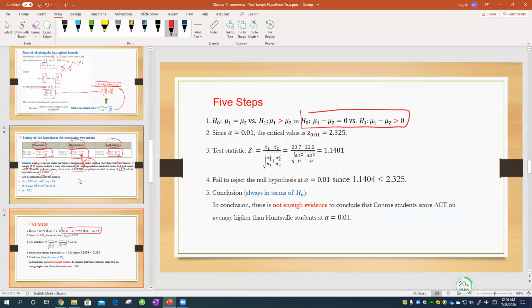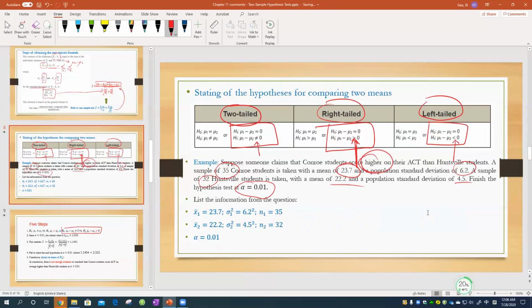Before that, we can just gather some information from the question. For Conroe students, the population mean is mu1, and the sample information we have is here: X1 bar 23.7 and 135, and the population variance is 6.2 squared, because the standard deviation is 6.2. So sigma 1 squared is 6.2 squared. And same thing for mu2, the second population.